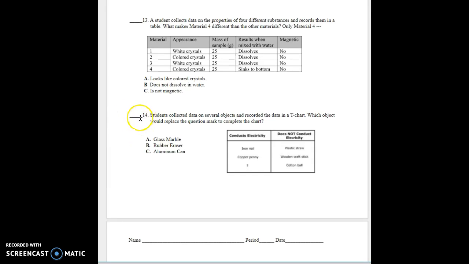Number 14. Students collected data on several objects and recorded the data in the T-chart. Which objects would replace the question mark to complete the chart? Conducts electricity: iron nail, copper penny. Does not conduct electricity: plastic straw, wooden craft stick, cotton ball. A. Glass marble. B. Rubber eraser. C. Aluminum can.